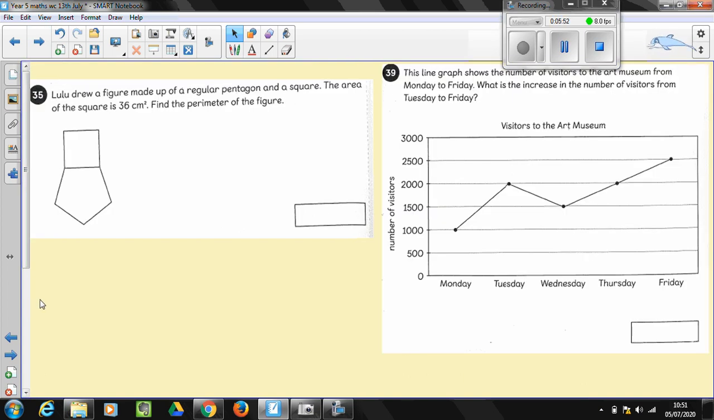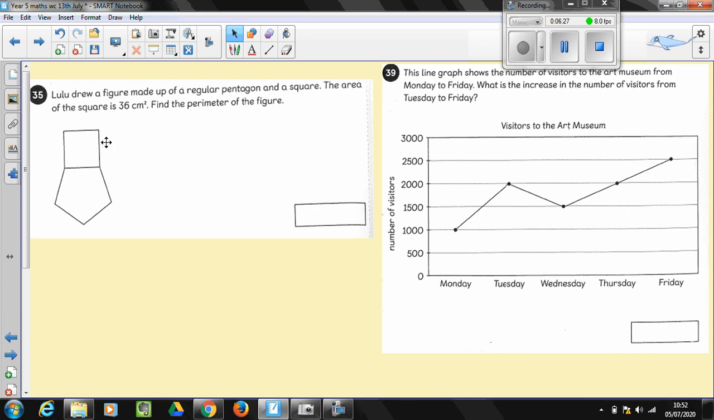For the next question, you need to not measure and use the facts that they've told you. Lulu drew a figure, a shape, made up of a regular pentagon and a square. Hopefully you know something about regular shapes, and in particular squares, that would help you work out how long each side is. The area of the square is 36 centimetres squared. What two numbers that are the same would you have to times to get to 36?